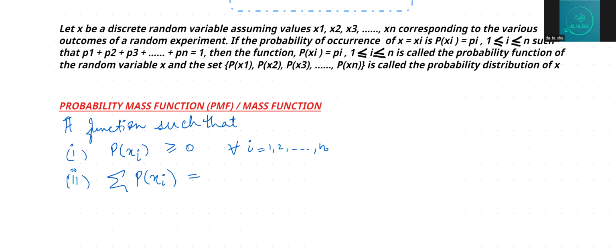Again, i ranging from 1 to n. If these two conditions are satisfied, then we say that the p(xi) that we are talking about would be the probability mass function, or PMF, or just you can say a mass function.